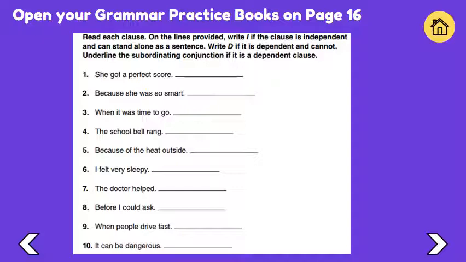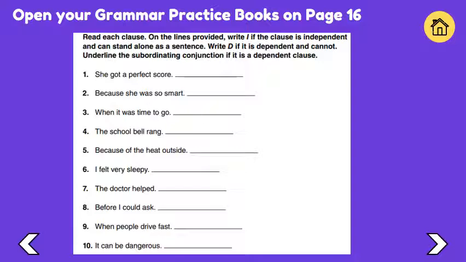Open your grammar practice books now on page 16. We start from page 16. The first exercise says, read each clause on the lines provided. Write I if the clause is independent and can stand alone as a sentence. Write D if it's dependent and cannot, and underline the subordinating conjunction if it's a dependent clause. So here I just have to say if it's dependent or independent. In case it is dependent, then I have to circle the subordinating conjunction.